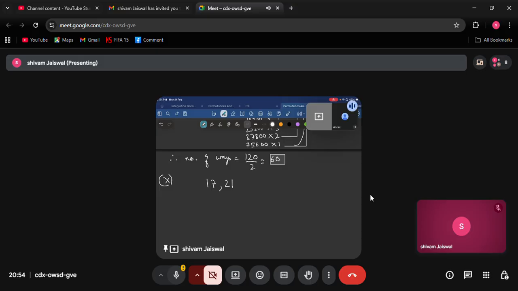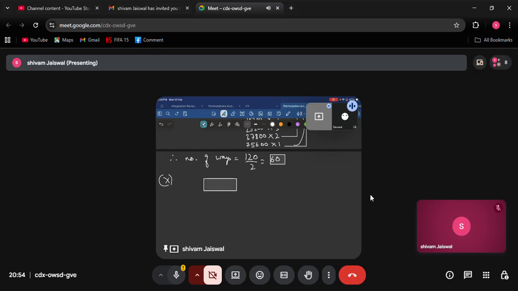Raktim, what do you think? Are these two numbers relatively prime? Yes, sir. Why? Sir, because they are not divisible by any common number except one. Exactly. Other than one. Yes. Devang, are you getting? Yes, sir. Okay.